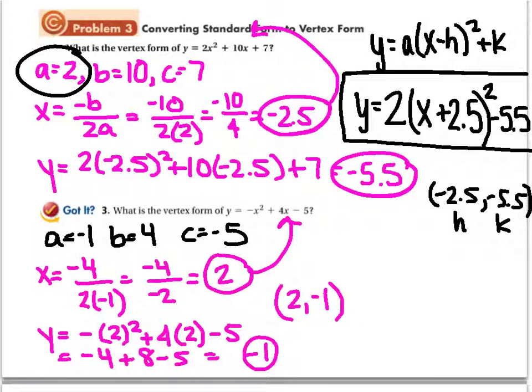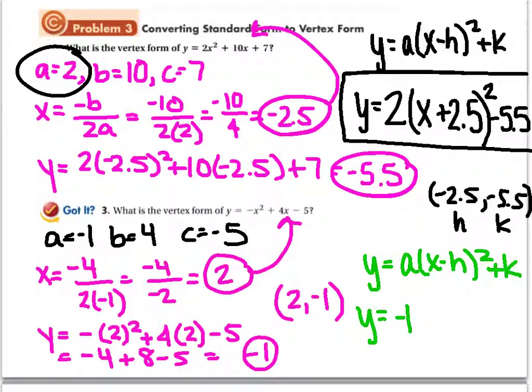And now we need to convert that to vertex form. Remember, this is your vertex form. Y equals, what should I put in for A? Good, -1. Do you have to write the 1? Not necessarily. You can just have the negative sign. And then in parentheses, Zach? X minus 2. Good. Squared plus -1. Right, so I can just write it as -1. Good.